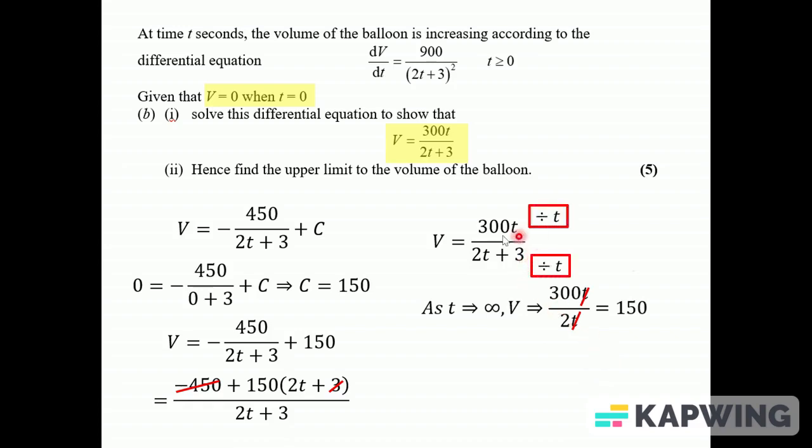You could think yourself, well, I'll divide the top and bottom by t, and I'll just have 300 on the top, and then 2 plus 3 over t on the bottom, and this term just gets smaller and smaller as t gets bigger and bigger, so I get 300 over 2. Or even, looking at the original, this term just gets smaller and smaller, because it's just 450 on the top, but the bottom just gets bigger and bigger, so that gets closer and closer to 0.